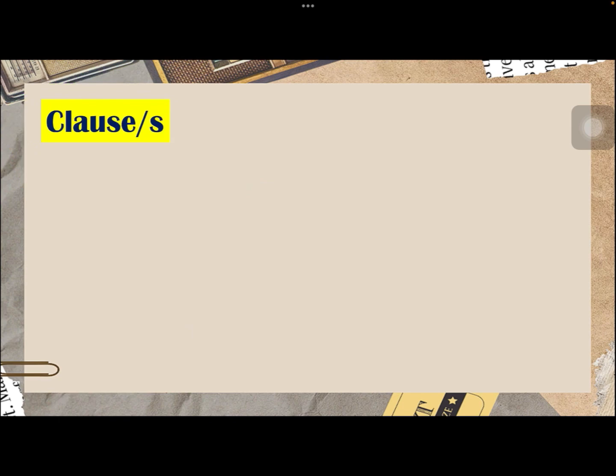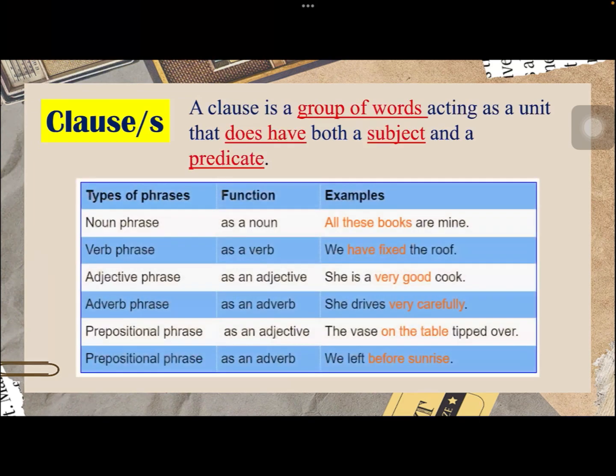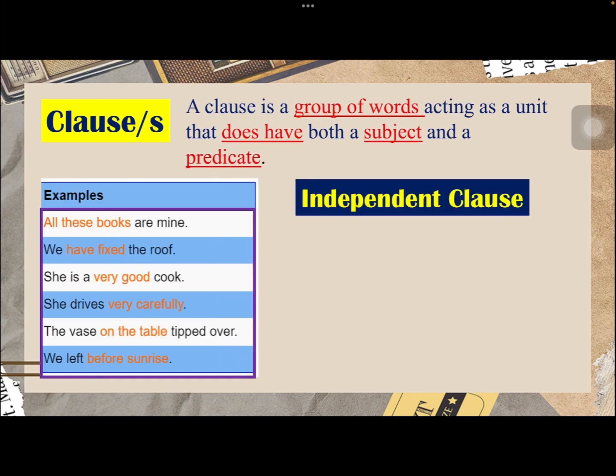Let's talk about clauses. It is a group of words acting as a unit that does have both a subject and a predicate. Remember these examples. On the left side, you can see these sentences, and they are all called clauses because they have both a subject and a predicate. There are two kinds of clauses. First is the independent clause. An independent clause can stand by itself as a complete sentence.